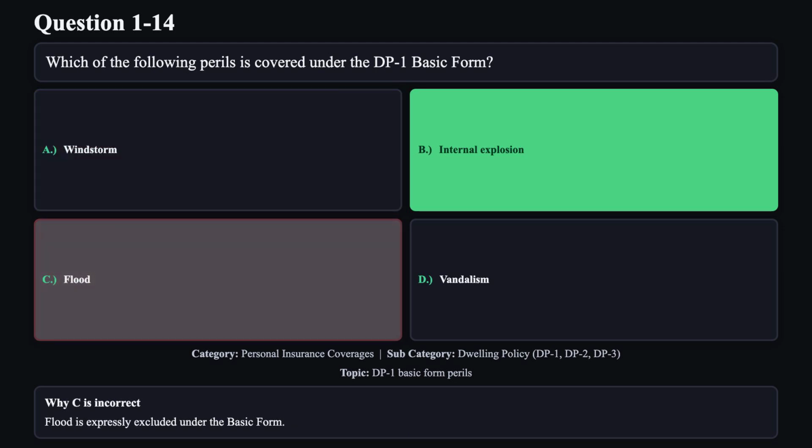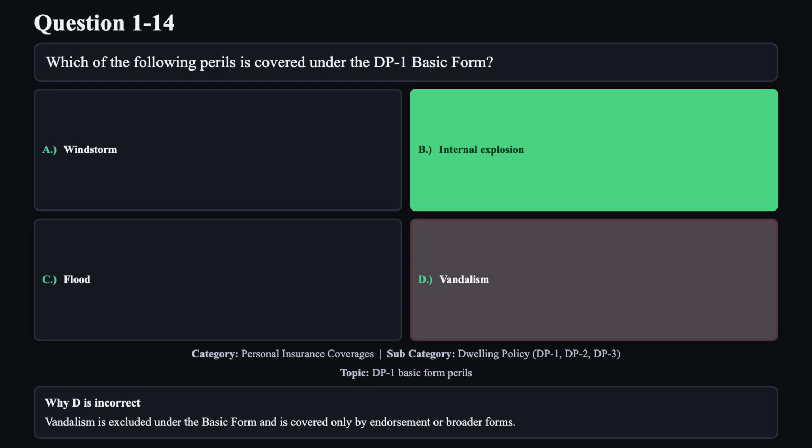Reason C is not correct. Flood is expressly excluded under the basic form. Reason D is not correct. Vandalism is excluded under the basic form and is covered only by endorsement or broader forms.